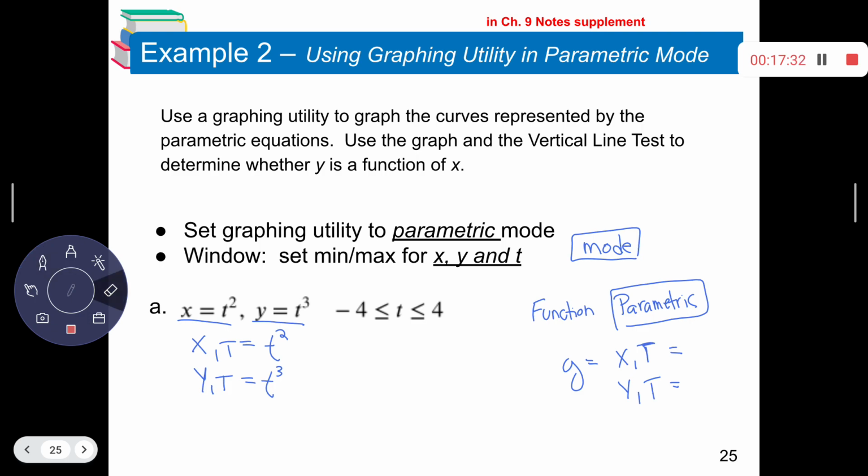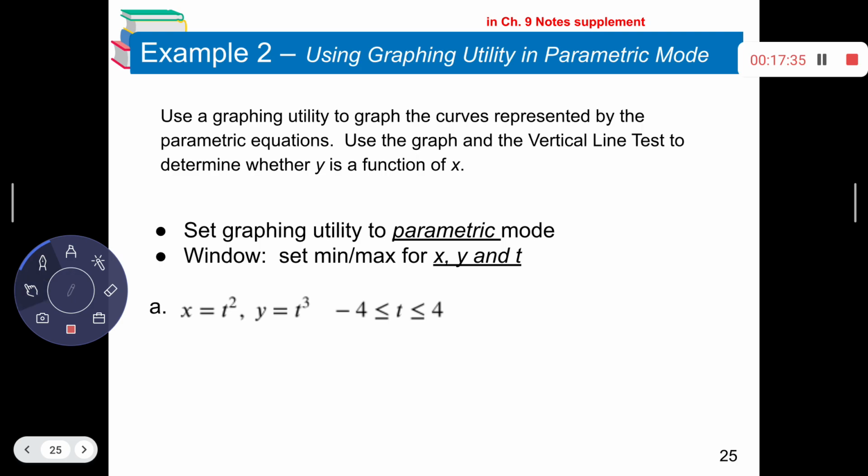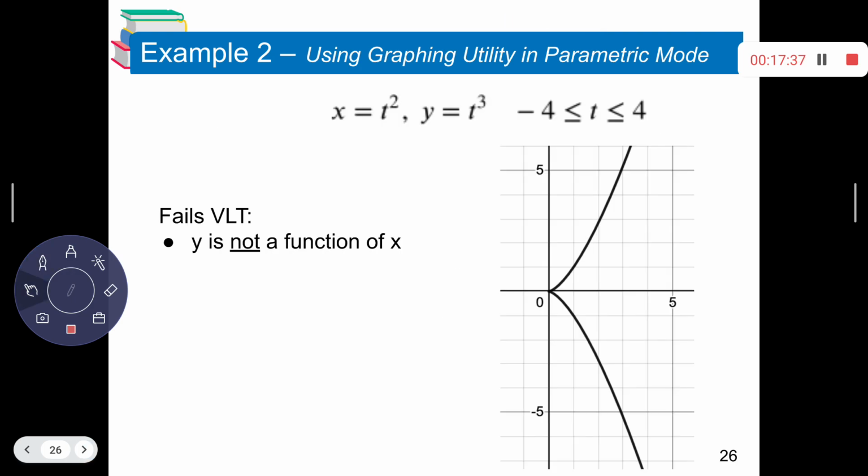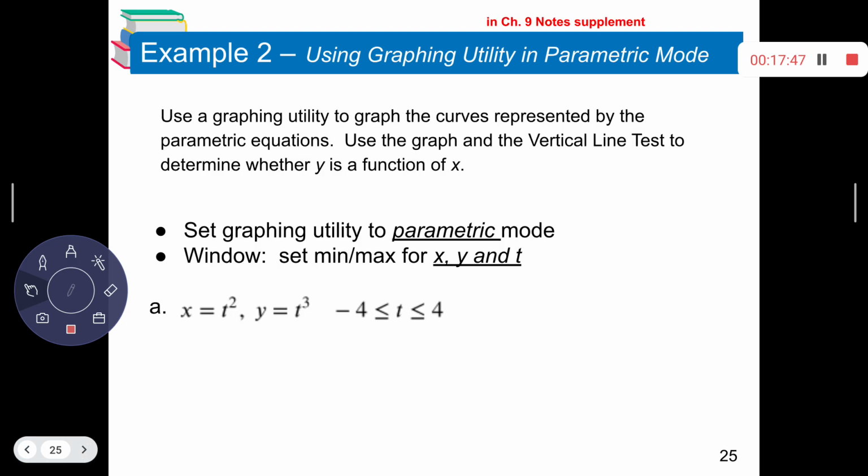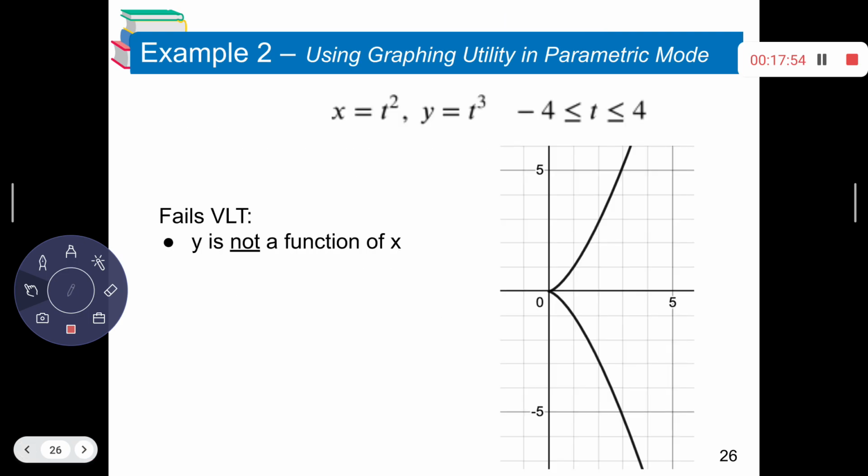Okay, I think I have a graph in here. So if you graph that in your calculator in parametric mode, you should get something that looks like that. Notice this is not a function. Did it ask us to say if it's a function? Graph, use the graph and the vertical line test to determine whether y is a function of x. Okay, so they did ask that. So that's our graph. And this most definitely fails vertical line test. If I put a vertical line right there, it crosses my graph in 2 places, so it is not a function.